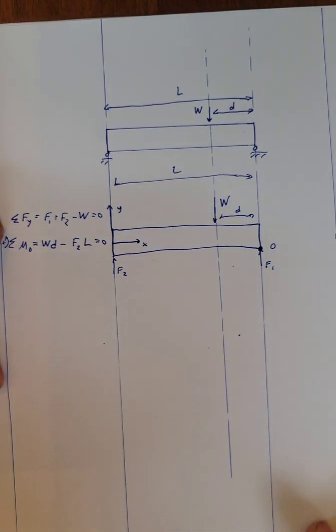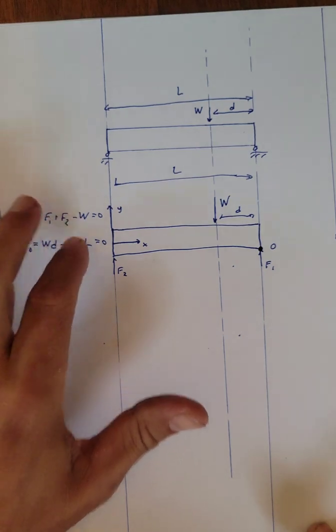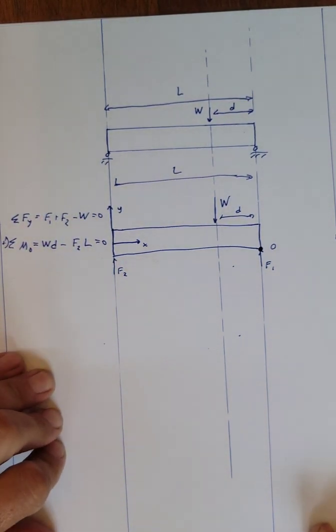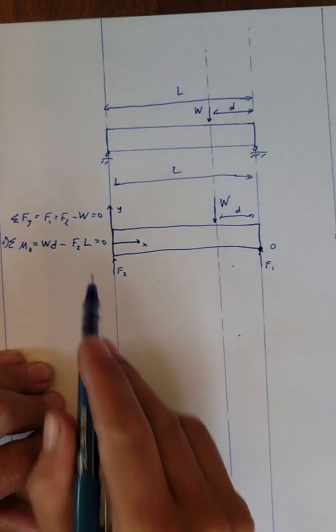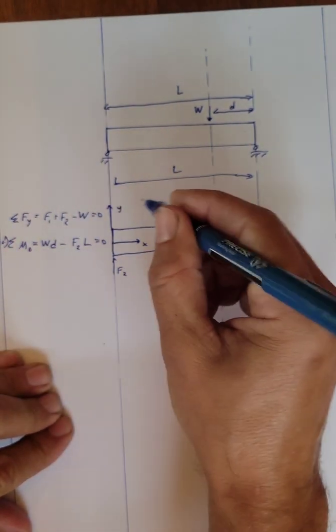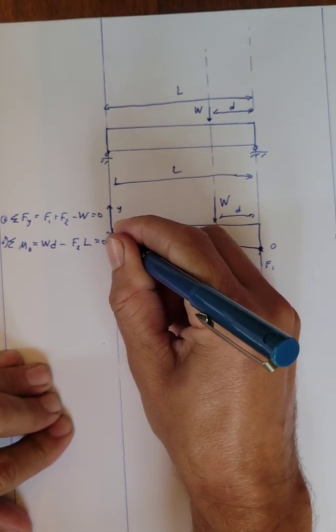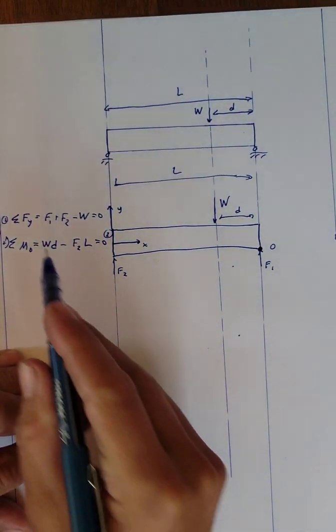So from statics, in order for this system to be in static equilibrium, not moving, right, the sum of the forces and the sum of the moments have to be equal to 0. So now we have two equations and two unknowns, so we can solve for F1 and F2 using these two equations, right? So let's go ahead and we can label these. Let's say that this is equation 1 and this is equation 2.